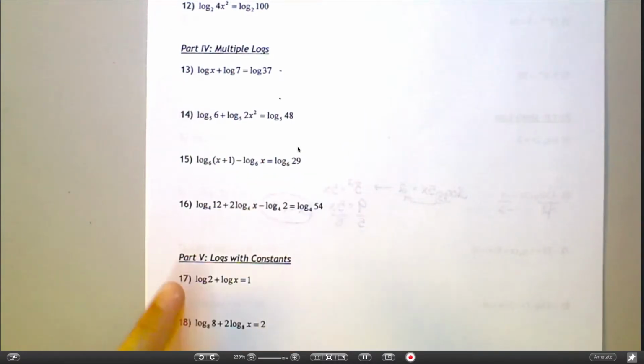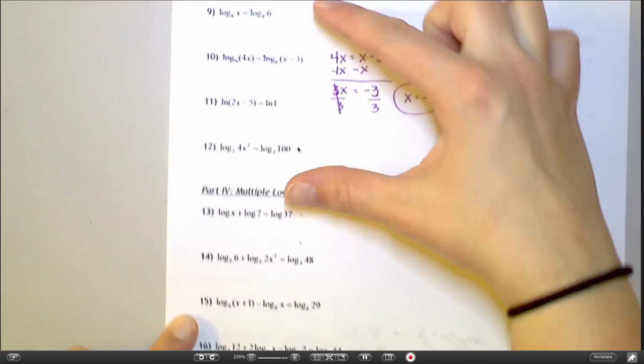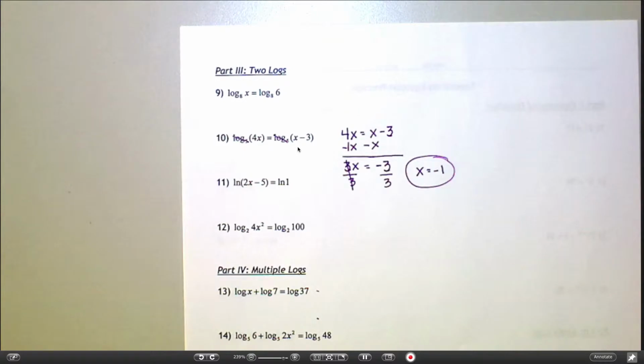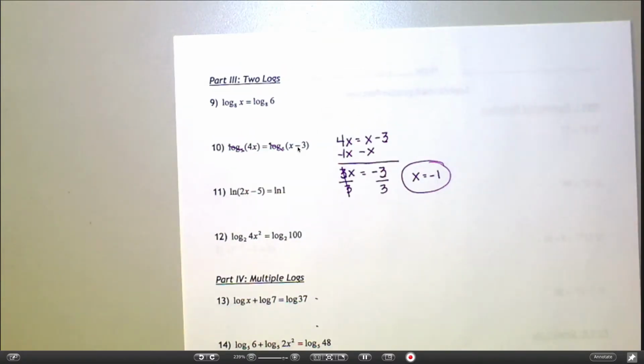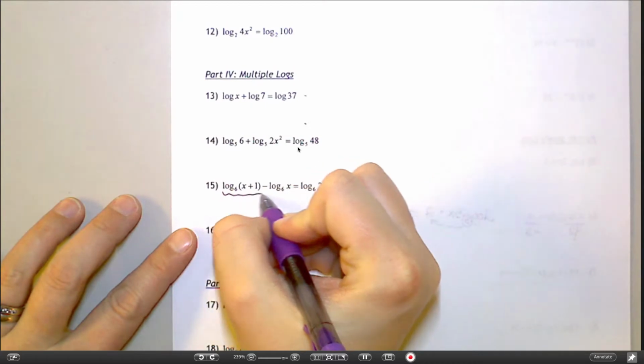Here there's no numbers that are not part of a log. And so what I'm going to really shoot for is just like we did up here in part 3. I'm going to shoot for combining logs until I have one log equal to another log, and then I can just cancel out the logs. Okay? So in number 15, let's talk about how to combine these two logs.